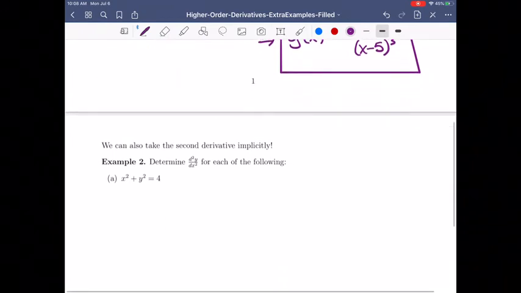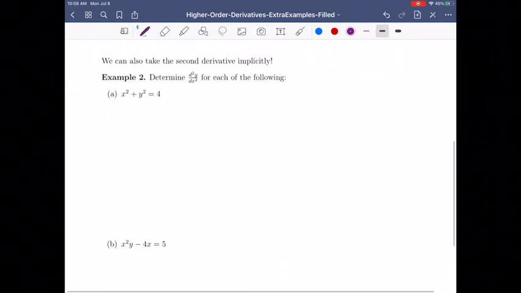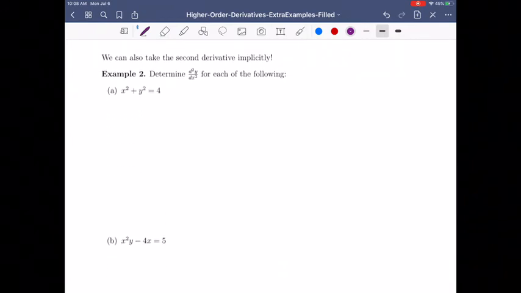Now we're going to try and do some implicitly. So here's a few equations where they're not solved for y, although these ones could be solved for y. But we're going to take the derivative implicitly. So we want to do the first derivative. We take the derivative like normal. If I do d by dx, I'm going to have 2x plus 2y times dy dx, or y prime, equals 0.